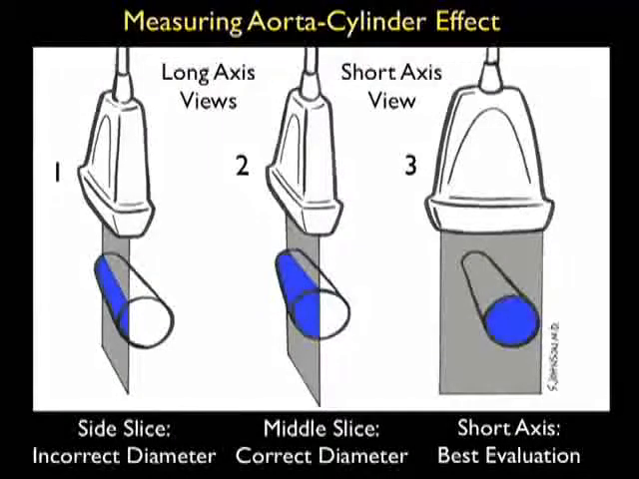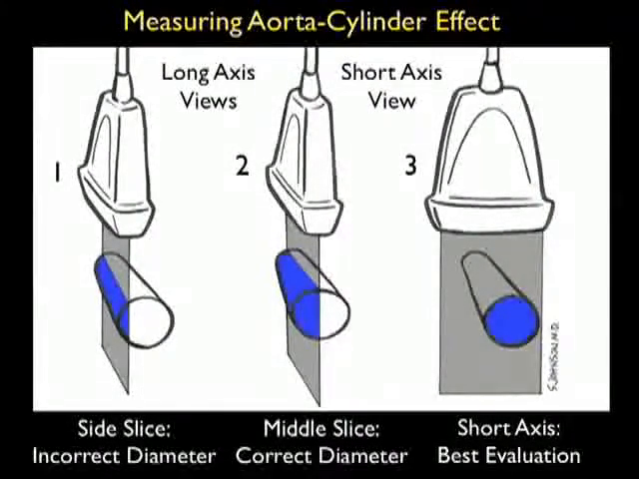This next illustration makes the point that choosing the correct probe orientation is very important in terms of getting a correct measurement of the aorta due to the cylinder effect. Let's look at the two long-axis views of the probes along the aorta as shown towards the left of the image here. Beginning in probe position 1, we see a side slice in which the probe is positioned towards the side of the aorta and underestimating the true diameter of the aortic lumen.